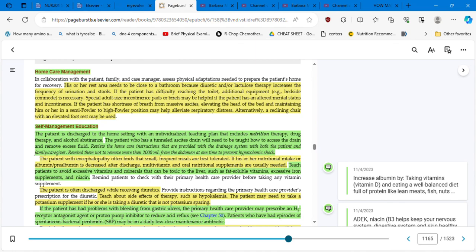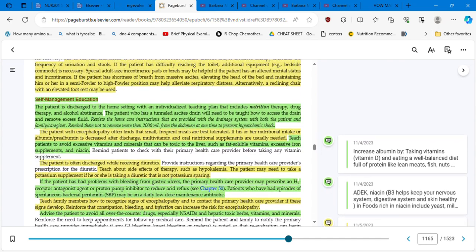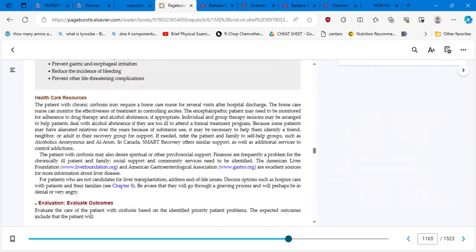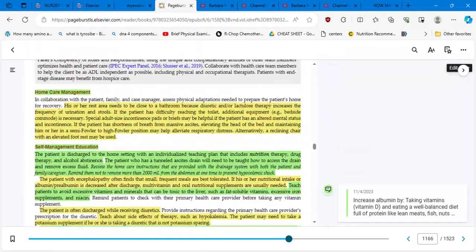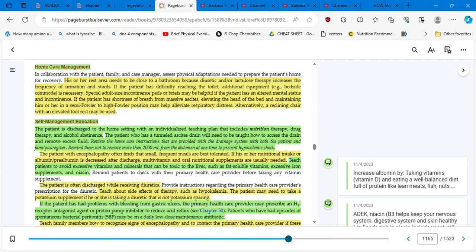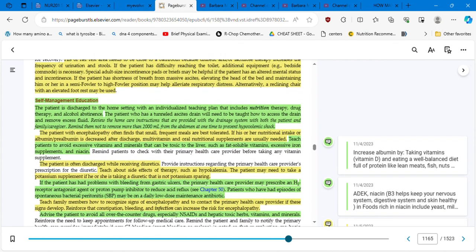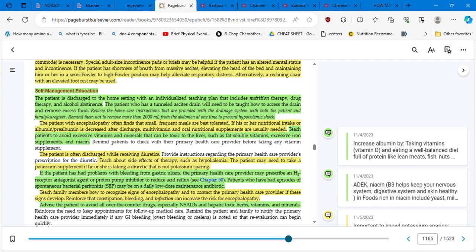His or her rest area needs to be close to the bathroom because diuretic and/or lactulose therapy increases frequency. If the patient has difficulty reaching the toilet, use a commode if necessary. Check the mental status, shortness of breath, right? Position the patient in the bed with the head of the bed elevated in a semi-Fowler position to alleviate respiratory distress.